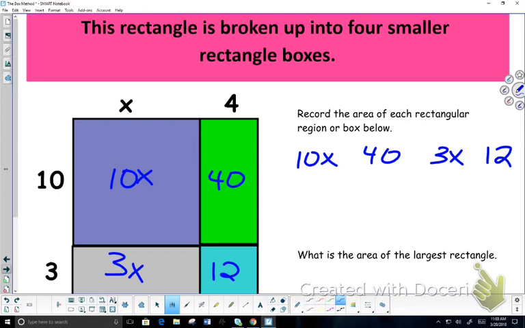Well, how would I figure that out? I can just add them, right? Isn't that what I'm doing? So what do I get? 13x plus 52.